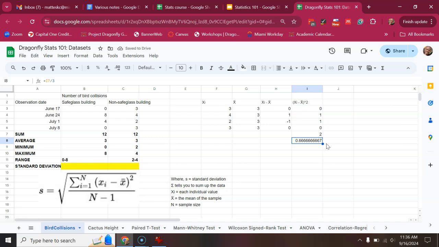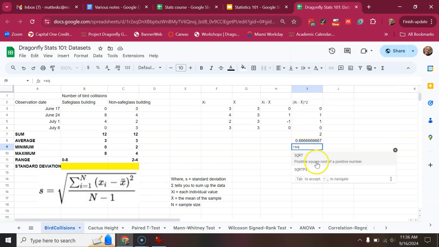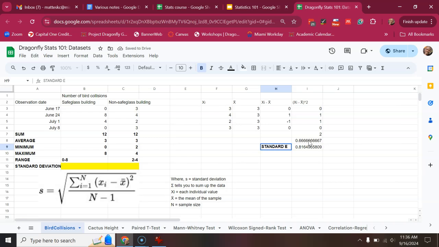And that's 0.666. And if we take the square root of that, we should then have standard deviation. So to get square root, you start to type SQ. And you will see it auto-populates the square root of a positive number. So I'm going to click that. I'm going to click this value and close it off and hit enter. So this is the standard deviation. It is the standard or typical deviation of each of these data points from the mean.